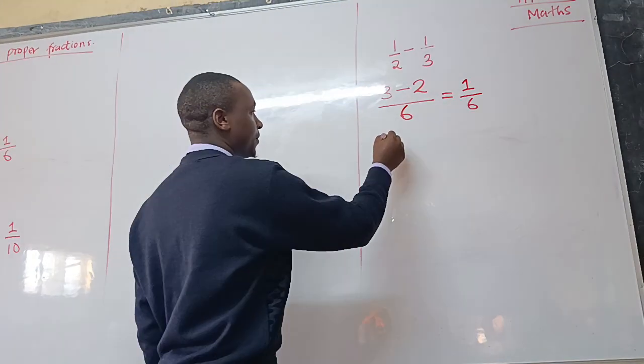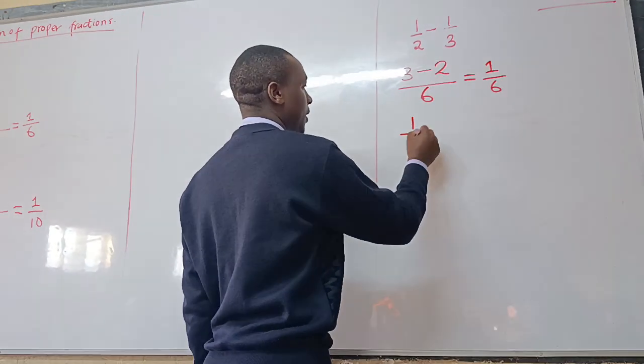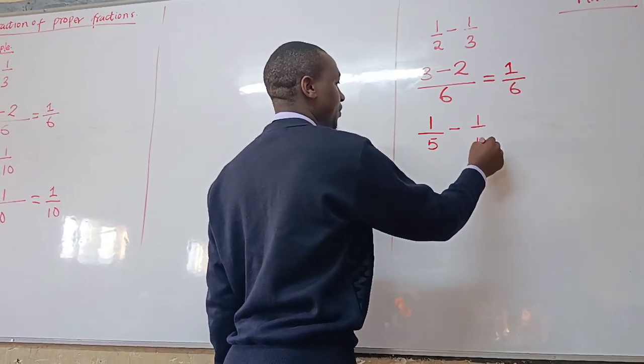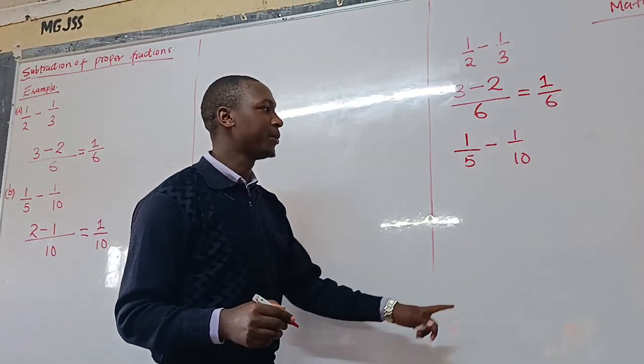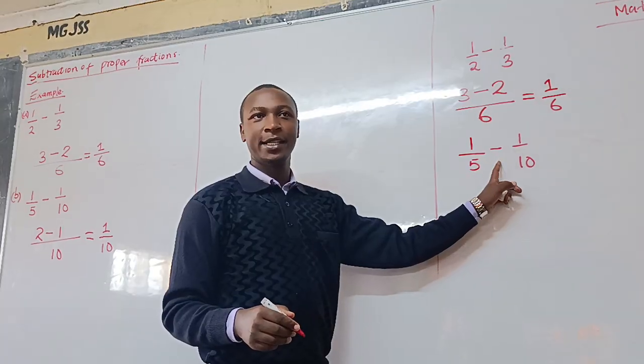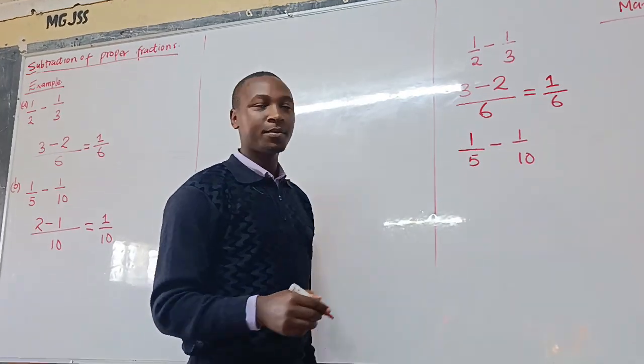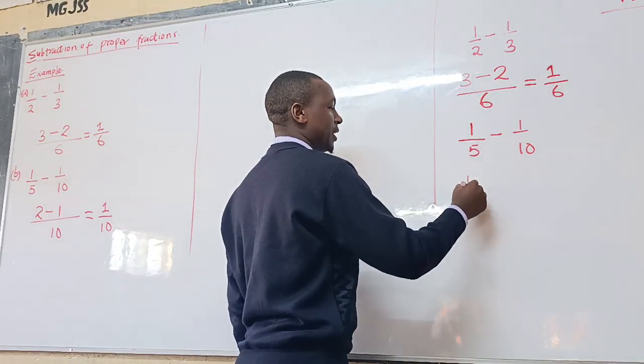Also, I can do the second one using that method. 1 over 5 minus 1 over 10. Again, who can tell us the first thing we do? Yes?